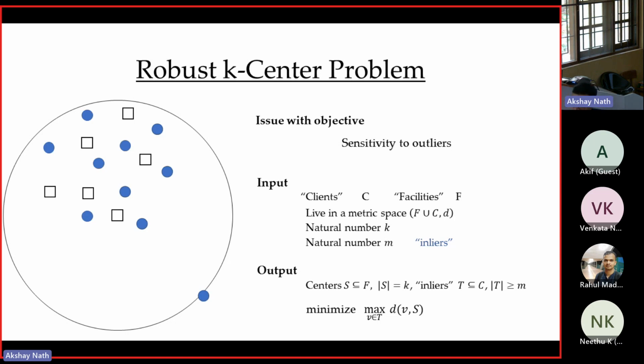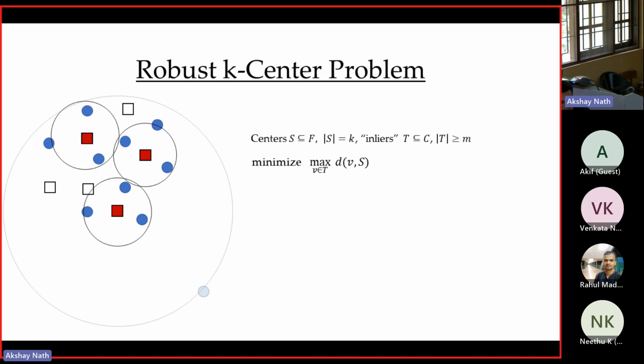You want to find a set S to open, and you want to find a subset T of clients which you want to cover, and this set T should be of size at least M. So I'm covering M clients, and the things that are not in T, I just throw them away. All I want to minimize is the maximum distance a client in T travels to an open center. In this case, for example, N is equal to 10, but if M is equal to 9, then the solution would be this.